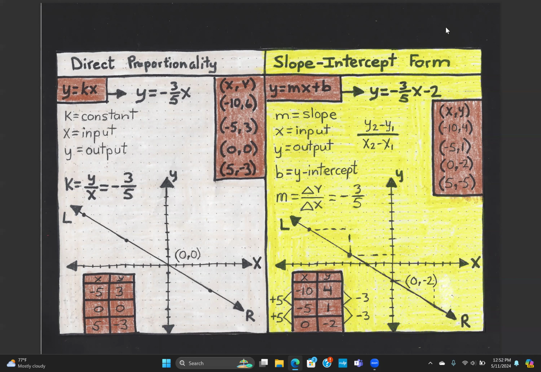All right, so let us go ahead and go over the terms again. K is constant, x is input, y is output in the case of y equals kx. And the constant is simply y over x. So we're just going to put the y value over its corresponding x value. In this case, we have y is equal to negative 3/5 x, as indicated by this graph right here, because we have a high left and a low right.